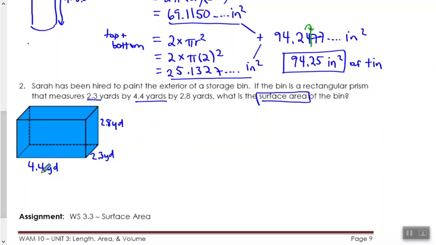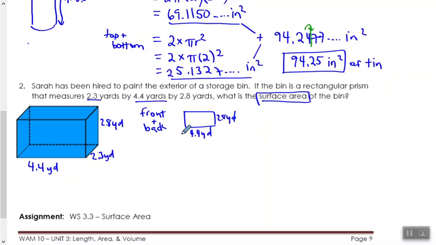Okay, so let's find the front and back first. It doesn't matter which you find first or second or third, but I like starting with the front and back. So I will always draw a rectangle, and I will put what my dimensions are for my front and back. So for the front and back sides, it is 4.4 yards long and 2.8 yards high.